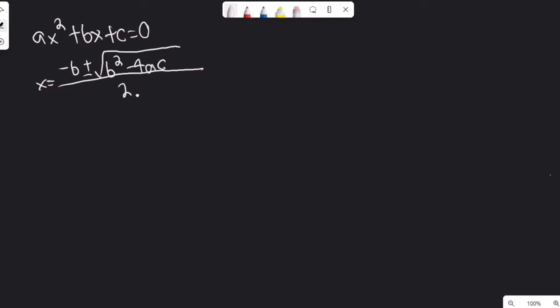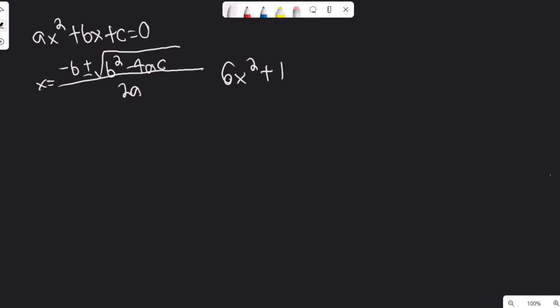So you might have seen an equation in the format ax squared plus bx plus c equals 0. This is a quadratic equation. So x is negative b plus or minus the square root of b squared minus 4ac over 2a. Alright, let's try an example.